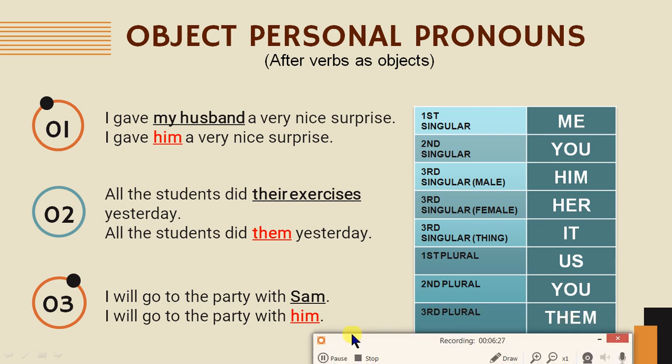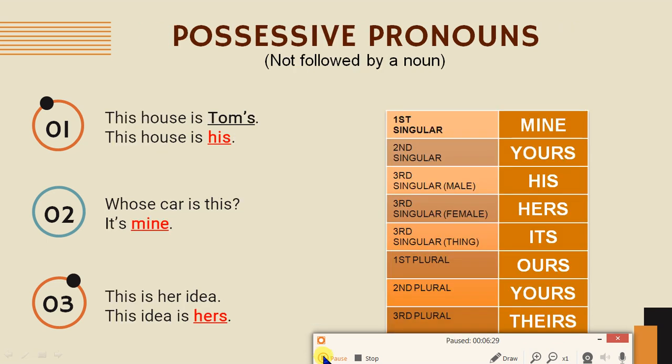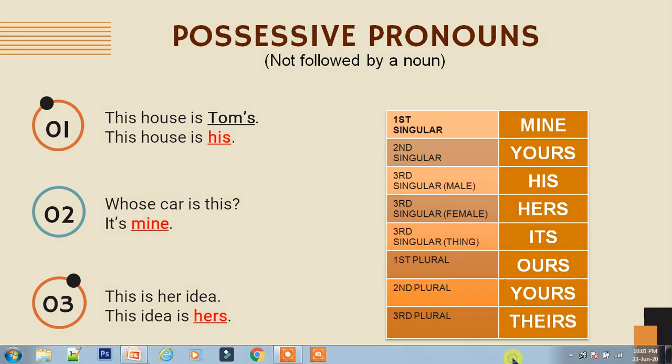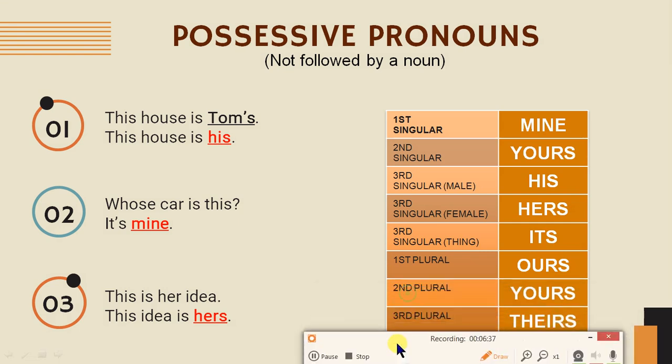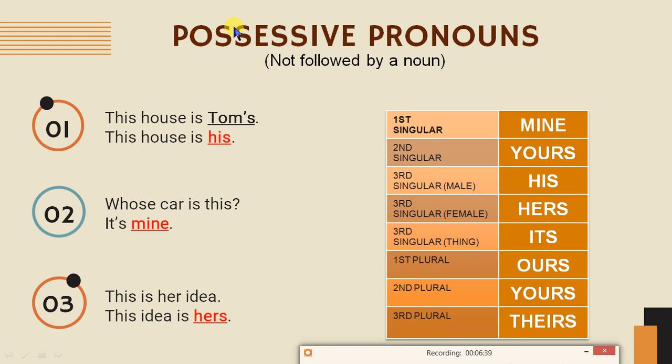In our next slide, we will learn possessive pronouns. It means not followed by a noun, because a possessive pronoun is one type of feeling and emotion. We will see by examples. First example, this house is Tom's. It means Tom's house is there. So we will use: this house is his.